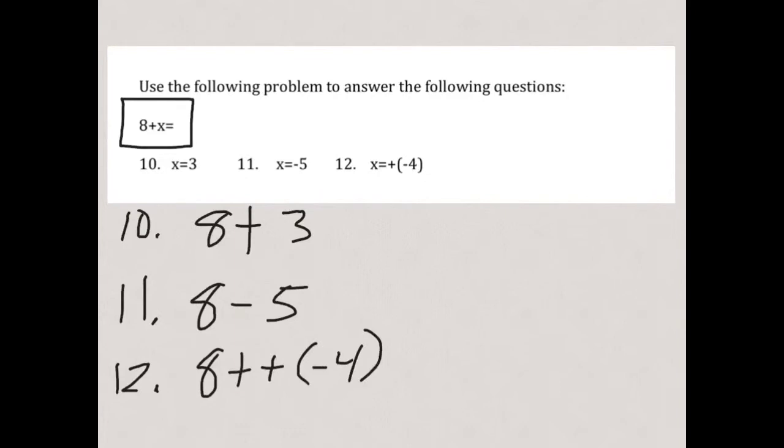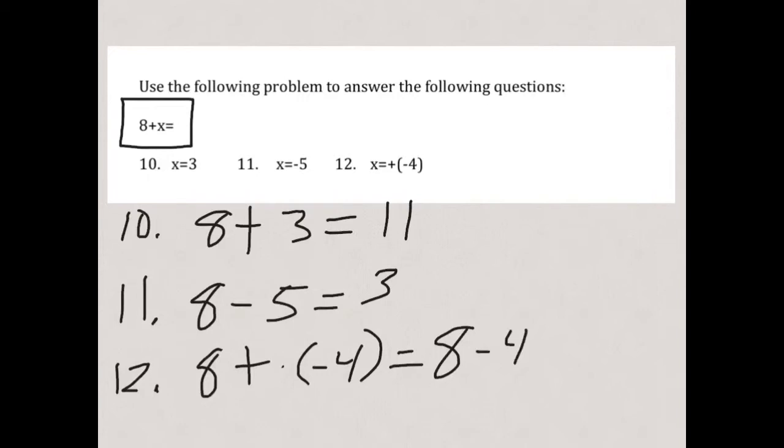-4. Well, when I have two negative signs next to each other, it's a positive. So what happens if I have two positive signs next to each other? Positive. So what's 8 plus a -4? Well, let's start with number 10. 8 plus 3, 11. 8 minus 5, easy, 3. Now right here, we can change this to show what's happening. I'm actually going to combine a positive 8 and a -4, or 8 minus 4, which is 4.